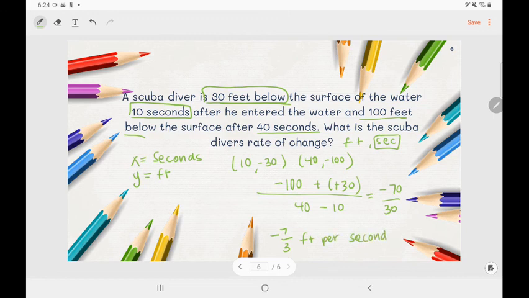And if you want to, you can actually make a different interpretation by splitting up the numerator and the denominator. And negative 7 would go with feet and 3 would go with seconds. So I would say down 7 feet per 3 seconds. And either interpretation would be correct.